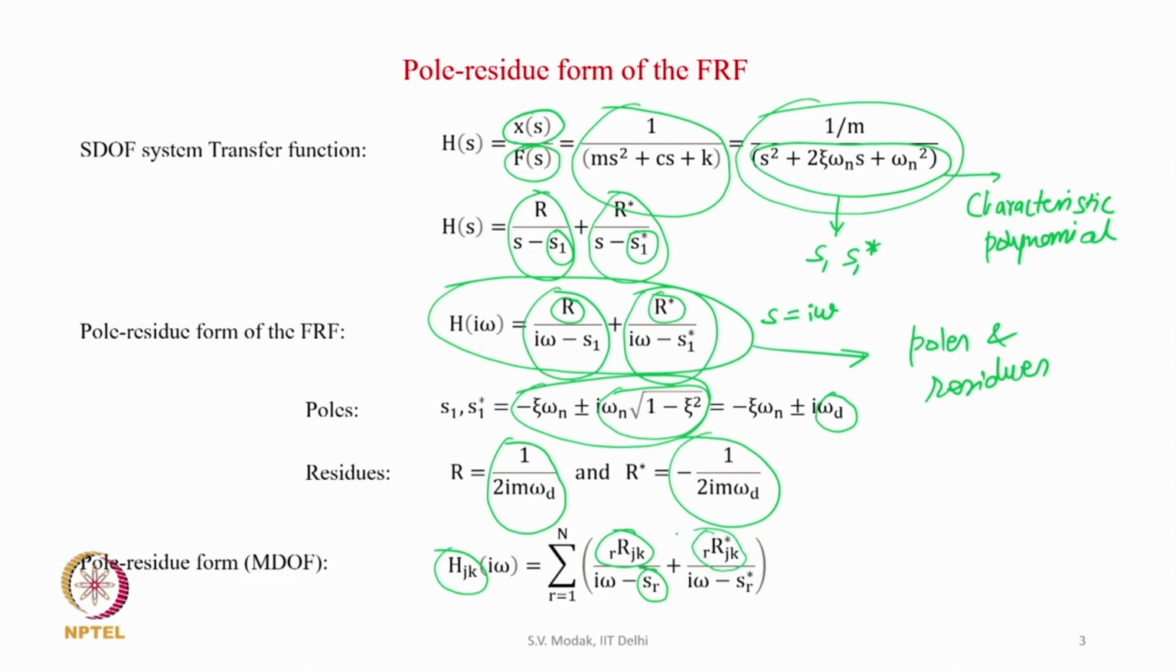This is the residue for the complex conjugate version of the rth mode, corresponding to the FRF jk, and then divided by i omega minus s_r star. So, s_r star is the complex conjugate value of the rth pole. Here the r_r jk is given by phi_jr into phi_kr, and r star jk is given by the product of phi_jr complex conjugate into phi_kr complex conjugate, right. So, this is the pole residue form for the multi-degree of freedom system.